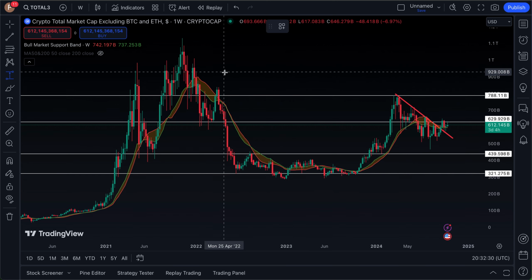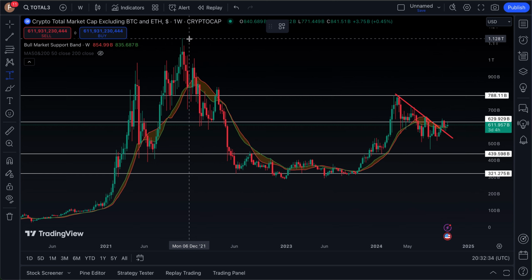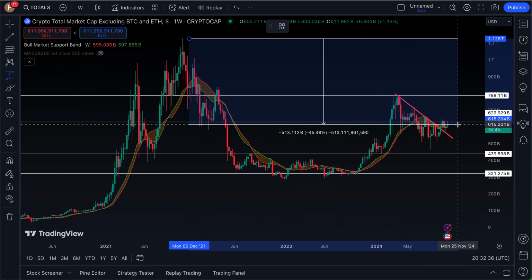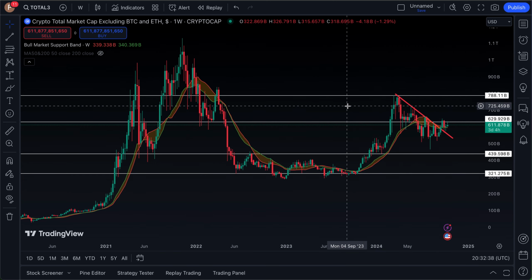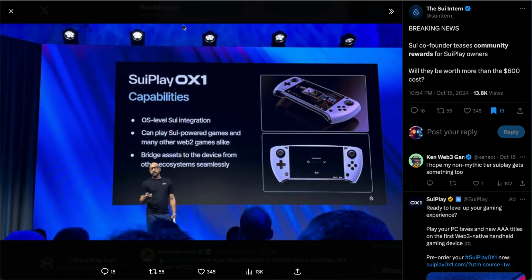And keep in mind that while Bitcoin is within 10% of its all-time high, the altcoin market as it currently sits is still down like 45% from its all-time high. So in my opinion, lots of room for alts to run and outperform Bitcoin as we do continue through Q4 and go into 2025. Now, I do want to talk about SUI specifically.